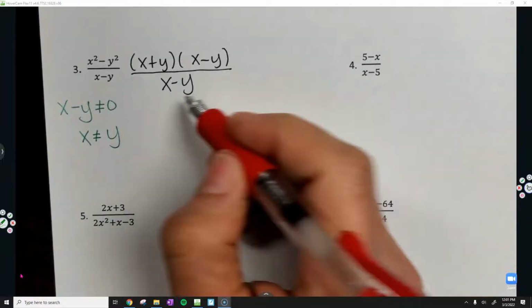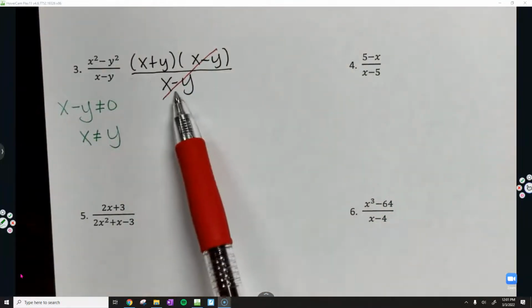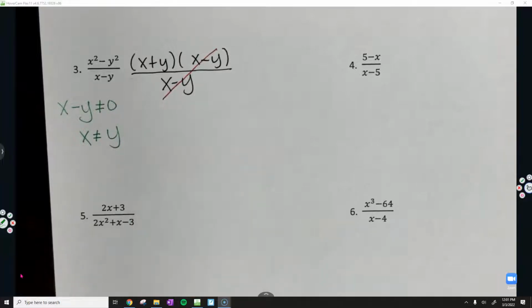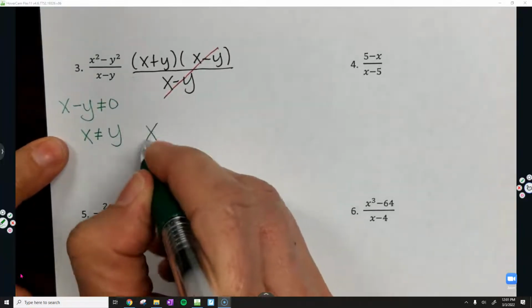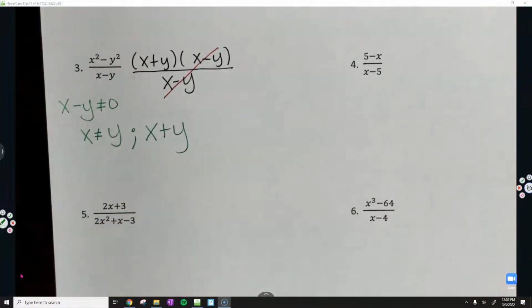Also remember, we have some things that cancel out, x minus y and x minus y. Remember, if everything cancels out in the denominator, you don't even draw a fraction bar. So the final answer is going to be x plus y with a restriction that x cannot equal whatever the y value is.